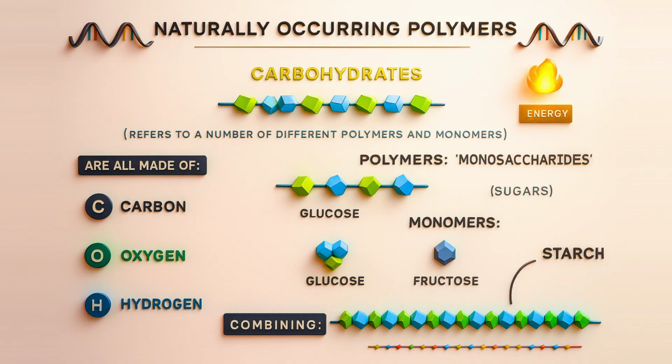Just like with other polymers, these structures are built by linking many monomers together through chemical bonds. For example, starch is made by combining many glucose molecules, and it acts as a way to store energy in plants and also provides energy to animals that consume it.